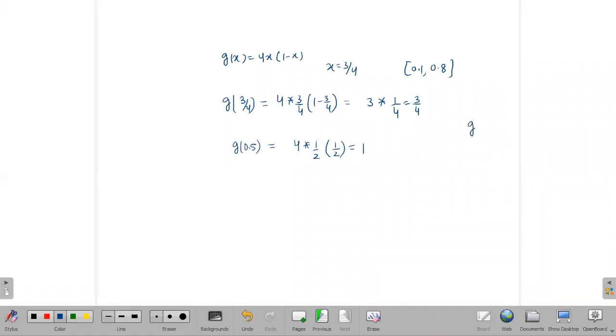But if I find g dash x, then g of x is 4x minus 4x square, so g dash x is 4 minus 8x, which I take as 4 into 1 minus 2x. Is it positive overall or negative overall? Ma'am, in this domain it's positive. Because if I take 0.1, it will be positive. If I take 0.8, at 0.8 it is negative.